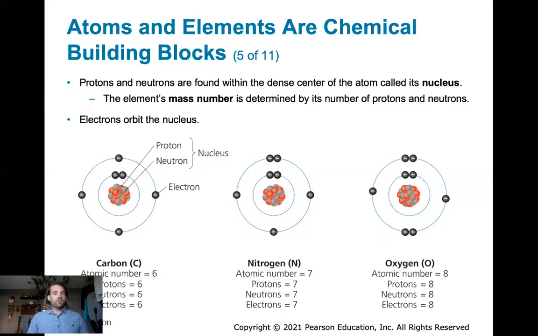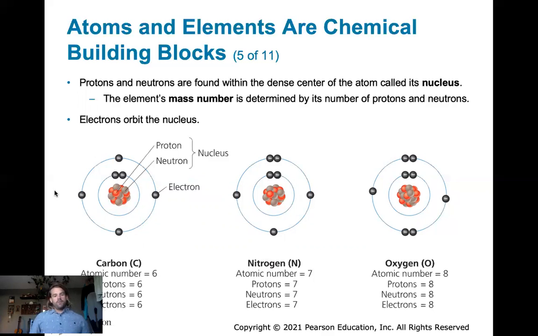Protons and neutrons are found within the dense center of an atom called the nucleus. Okay, so the nucleus of an atom, not to be confused with the nucleus of a cell, same word, different meaning. Nucleus of an atom is in the center here, and the nucleus consists of protons and neutrons. Okay, and so an element's mass number is determined by its number of protons and neutrons, and you can find the mass number on the periodic table, and we will look over that in just a minute. But for now, what we'll see is that you've got this central nucleus consisting of protons and neutrons, and on the outside you have these electrons, and they orbit that nucleus.